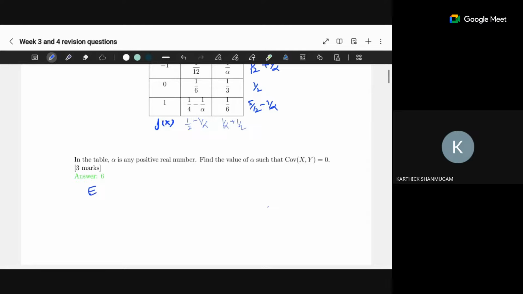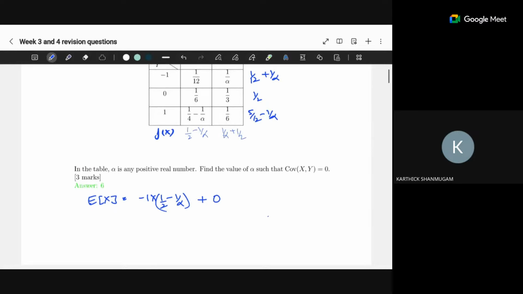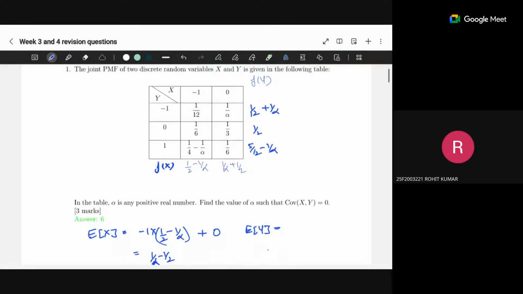So now the expectation of x will be what? Minus 1 into 1 by 2 minus 1 by alpha plus 0. So this is basically 1 by alpha minus 1 by 2, correct? Yes, it is minus 1 by 2. Oh, sorry. Yeah, 1 by alpha minus 1 by 2. Correct. Now expectation of y, it is minus 1.